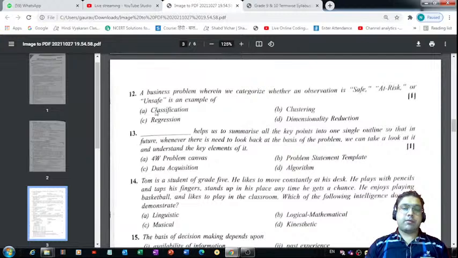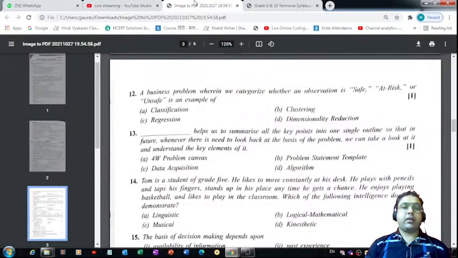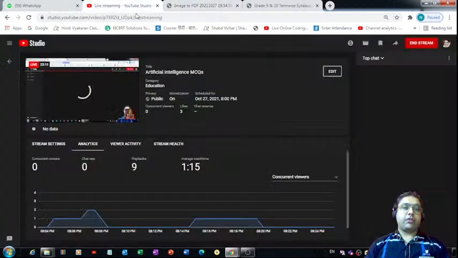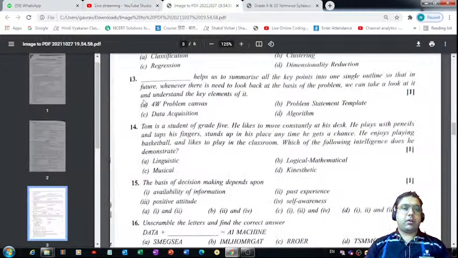See, classification and clustering are similar, because in classification also we classify things into two or more different categories. In clustering, the machine analyzes the things and then puts them into different clusters, right? But in classification, the data is always labeled. Clustering we use with unlabeled data. Here the labels are already given to us: safe, at risk, and unsafe. So the correct answer for question number 12 is classification. Right. Okay, let's come to question number 13.